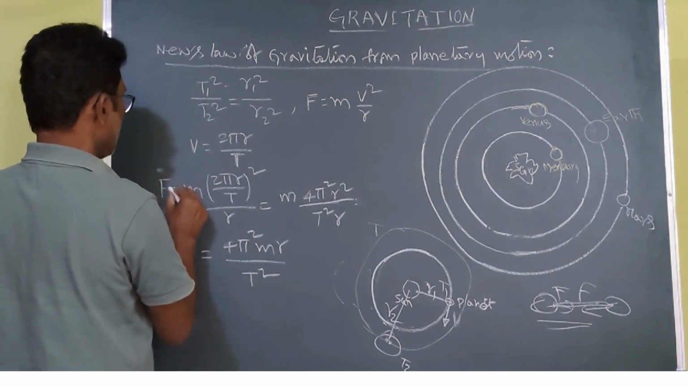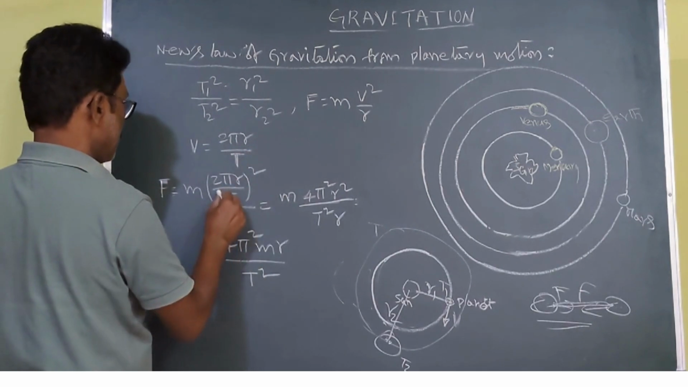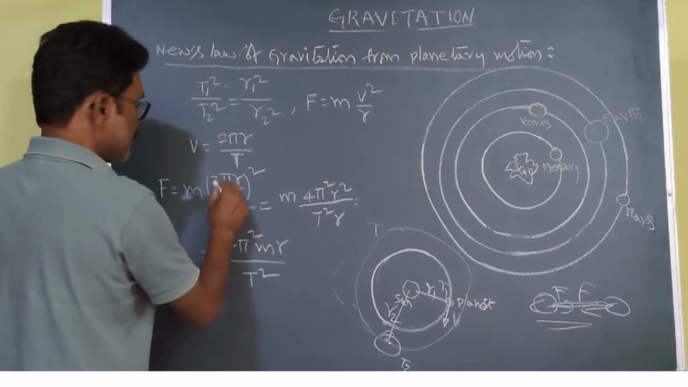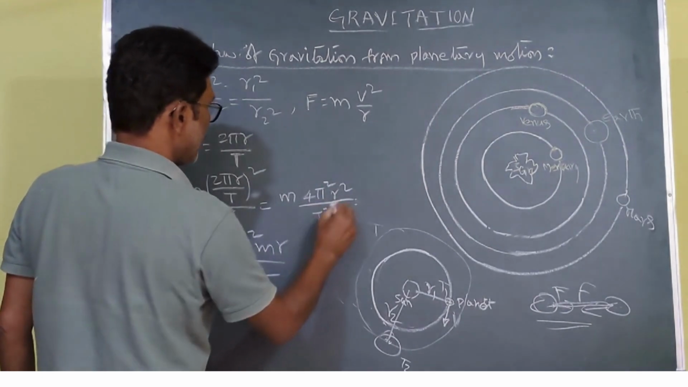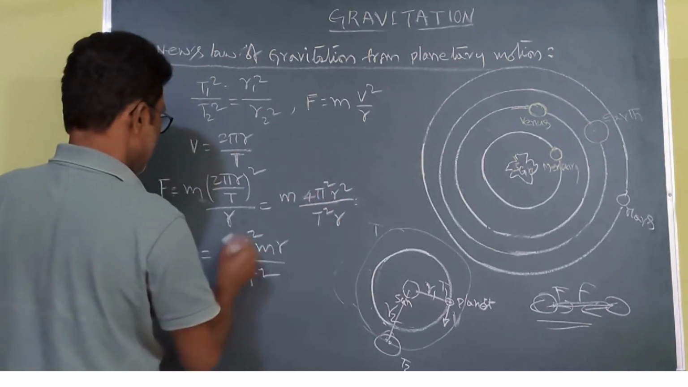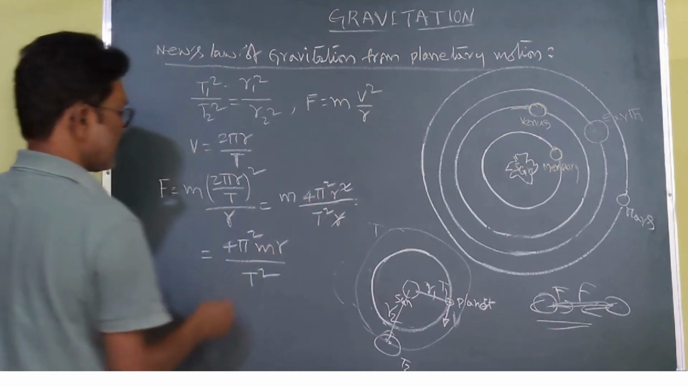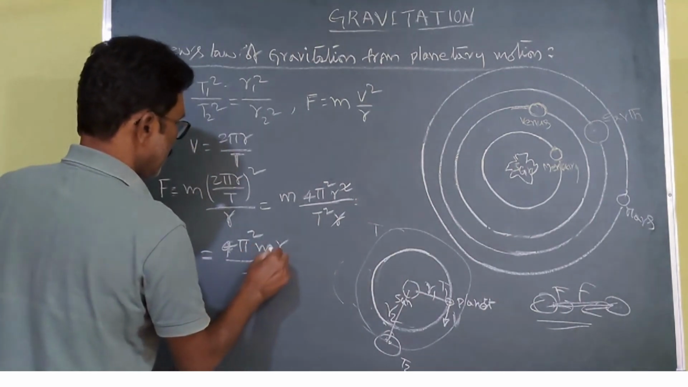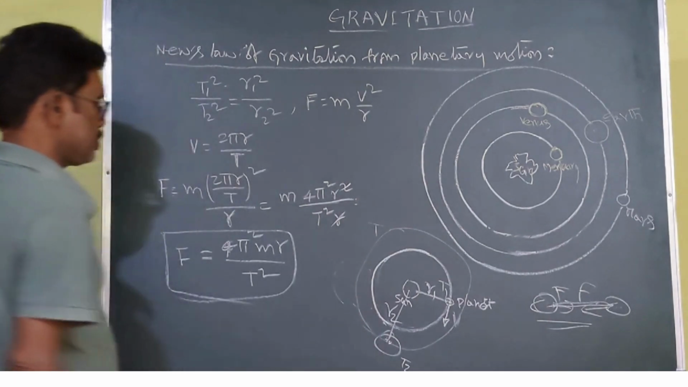So F equals mass into v squared by r. In v, substitute 2 pi r by T. So F equals mass into (2 pi r by T) whole squared, divided by r. If you simplify this, m into 4 pi squared r squared divided by T squared into r, the r and r squared cancel, so the equation becomes F equal to 4 pi squared m r divided by T squared. This is the force we can find by using this equation.